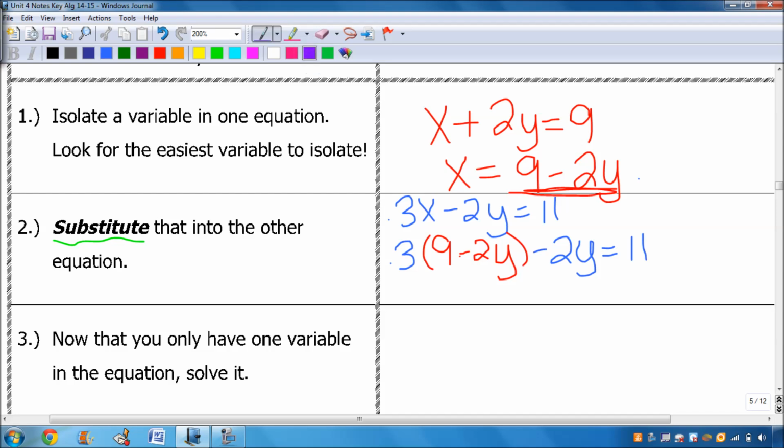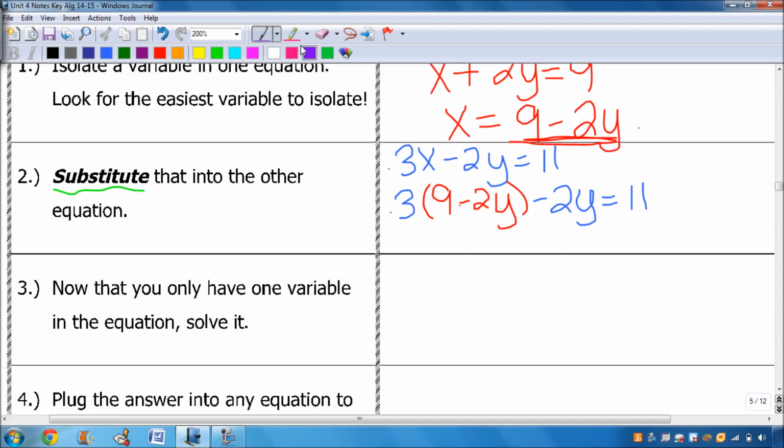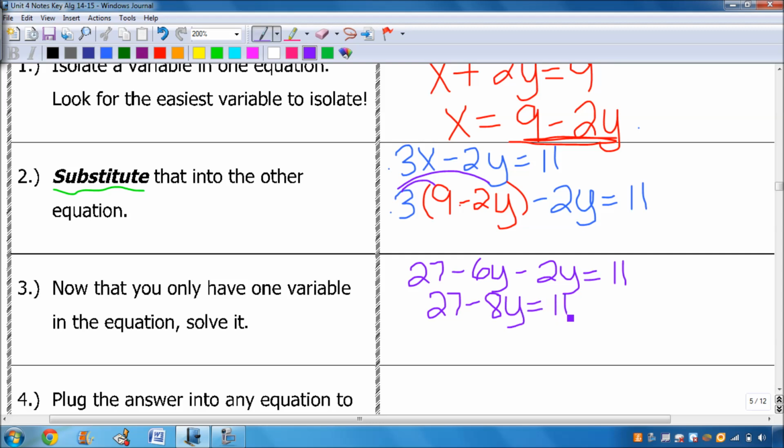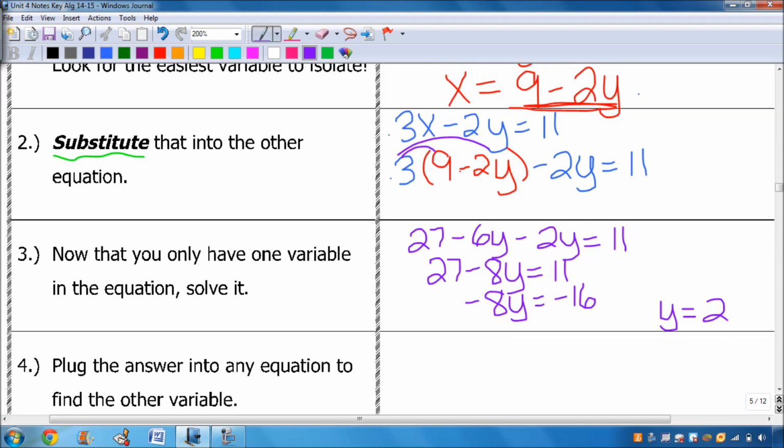So step 3. Now that you only have 1 variable in the equation, solve it. So I'm going to distribute the 3 through. So I end up getting 27 minus 6y minus 2y equals 11. Okay? Combine your like terms, you get negative 8y. Subtract the 27 from both sides, you get negative 8y equals negative 16, which means that y equals 2 when you divide both sides by negative 8.